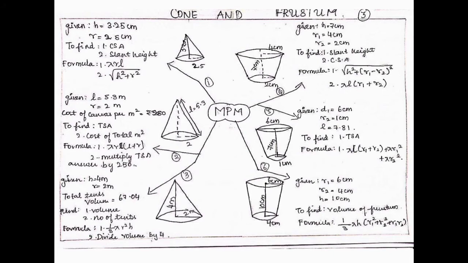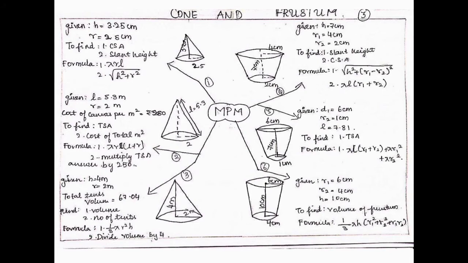So in node 5 they have given that R1 is equal to 6 centimeter, radius R2 is equal to 1 centimeter, and the slant height is 7.81. Now we have to find the TSA. The formula used for calculating the TSA of a frustum is pi L into R1 plus R2 plus pi R1 square plus pi R2 square. So now let's go to node 6.